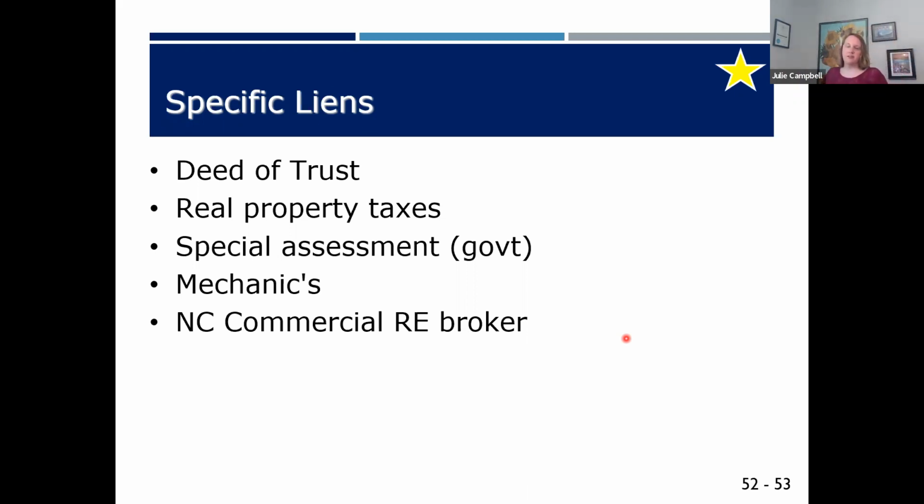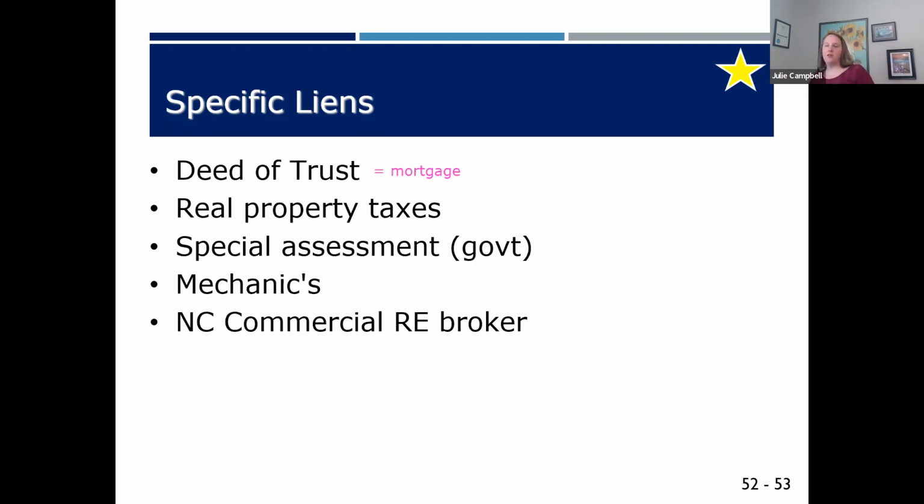Examples of specific liens. Deed of trust. In North Carolina, we're very fancy. We call our mortgage the deed of trust. We're going to talk about mortgages and deed of trust when we get to Unit 14, so we'll see this again. The mortgage is what the lender gives the borrower as security in the event of the borrower's default.